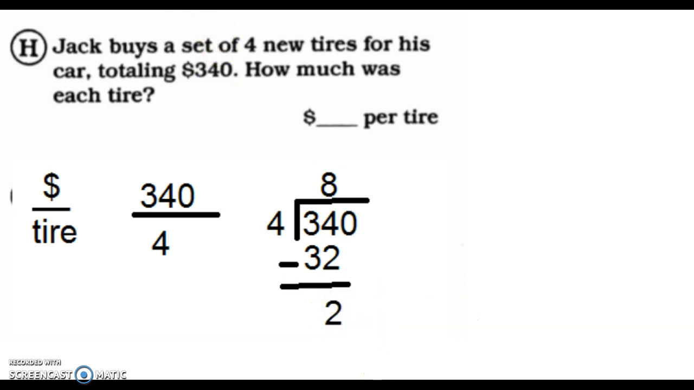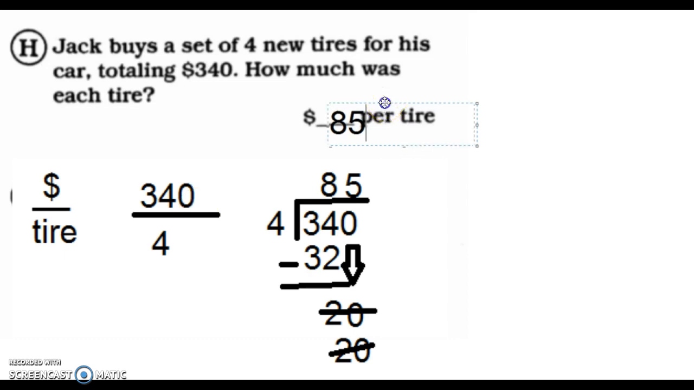Now the next thing we're going to do is bring down our 0. So this becomes 20. How many times can 4 go into 20? Well, that would be 5 times. 4 times 5 equals 20. And we're basically done with our operations, right? 20 minus 20 is 0, so I'm just going to cross these out. Okay, so now we know that our answer is going to be 85. And that should go right in here. And this is how you show work for this question.